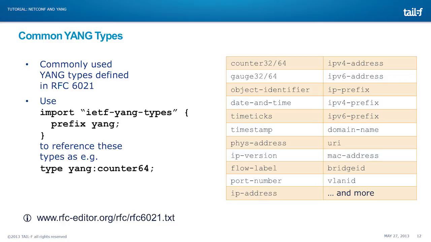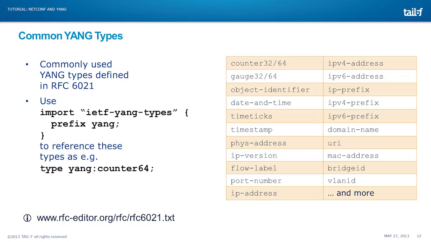So here we see if someone wants to use, for example, the counter64 typedef from ietf-yang-types, they'll say type yang:counter64. On the right in this table, you see a list of some of the types defined in ietf-yang-types, but you can see a number of things that are very commonly used when doing network devices. You have the idea of things like MAC addresses, IP addresses, prefixes, etc. So this is certainly a Yang module that you should take a look through.